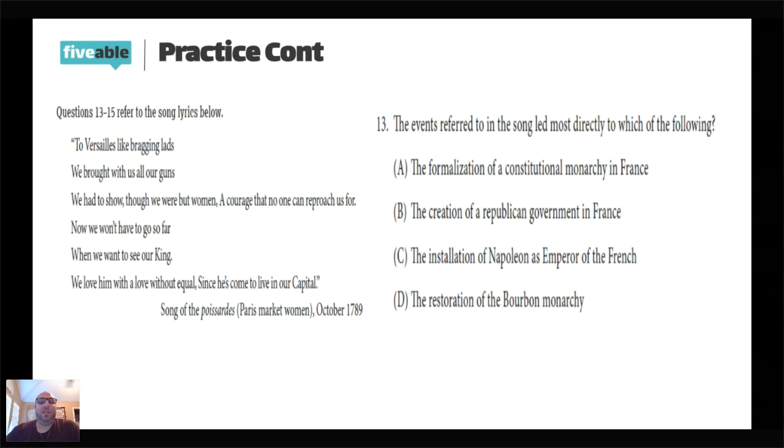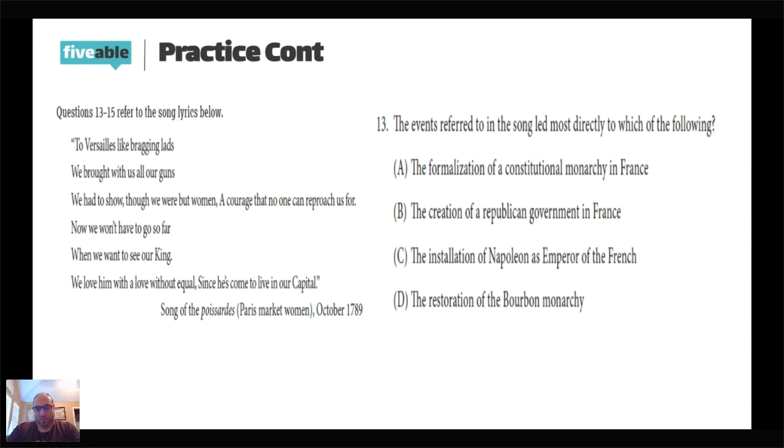So with that, the first thing you want to do is look at the question itself. Okay? The events referred to in the song led most directly to which of the following? This is where a lot of people make their mistakes because they read the question, they go to answer it. They don't read it again, right? There's a very big key word here that will guide your answer, okay? Most directly. Not directly, not least directly, but most directly. That means that in theory, all of these could be correct. But what we're looking for is what is the most correct.